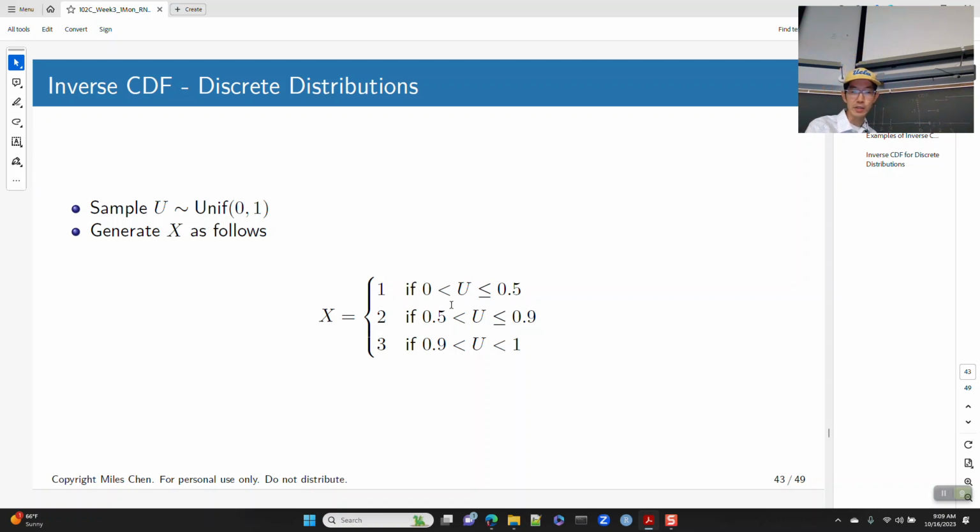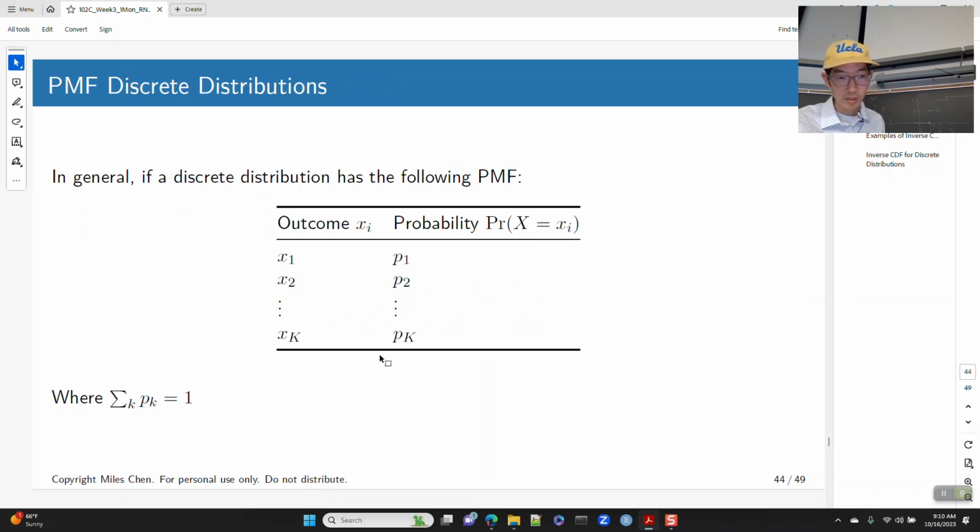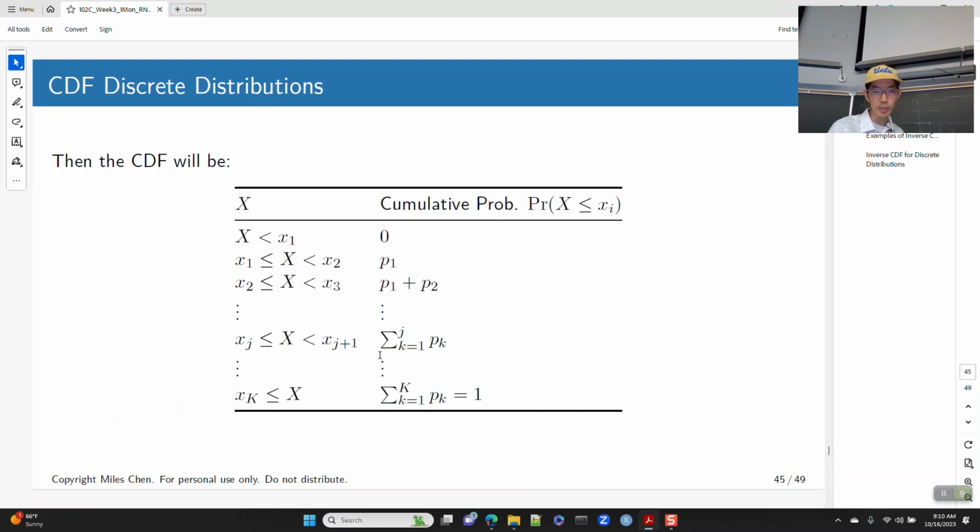So we could generate values like this. u between 0 and 0.5 gives us 1, u between 0.5 and 0.9 is going to give us 2, and u between 0.9 and 1 will give us 3. This is just generalized to any kind of quantity, but let me write out some code here. If you have any kind of CDF of x for a discrete distribution, you can write out the entire table, and it's just going to be the sum of all of these things here.